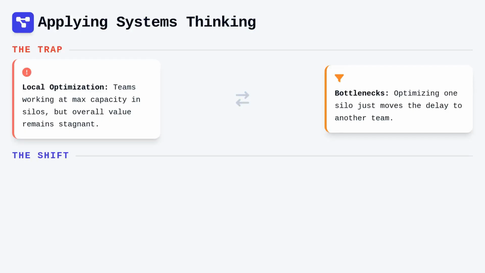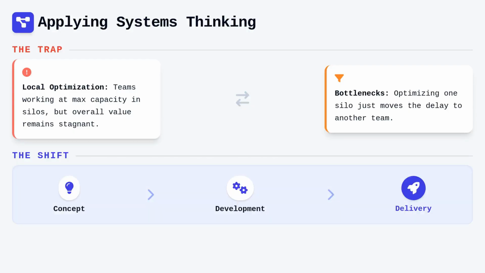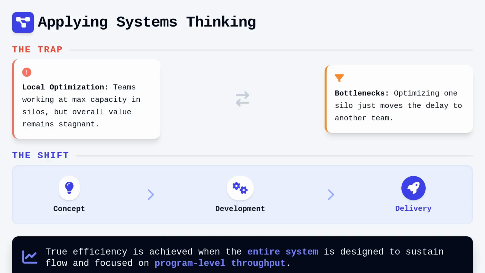A system is a collection of components that work together to produce a result, and SAFe teaches us that we must understand how these components interact. You cannot simply fix a broken deployment process by hiring more developers. You have to look at the entire flow of value from concept to delivery. This requires a shift in perspective, moving away from team-level metrics and toward program-level throughput. True efficiency is only achieved when the entire system is designed and managed to sustain flow.